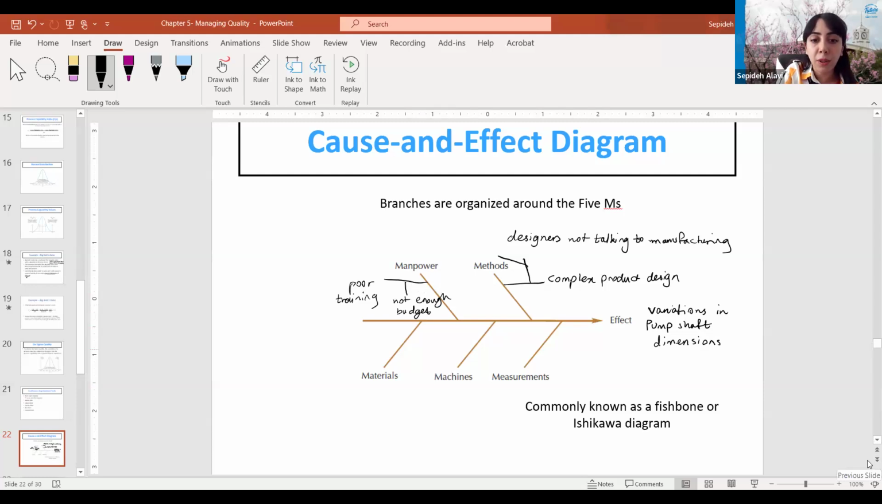Or another cause could be that the workers don't have a really good motivation to do their work properly. So low motivation. Why do they have low motivation? Maybe because they are not really paid well. Okay. With respect to the machines, it could be the cause related to the machines. So we have infrequent maintenance for the machines.